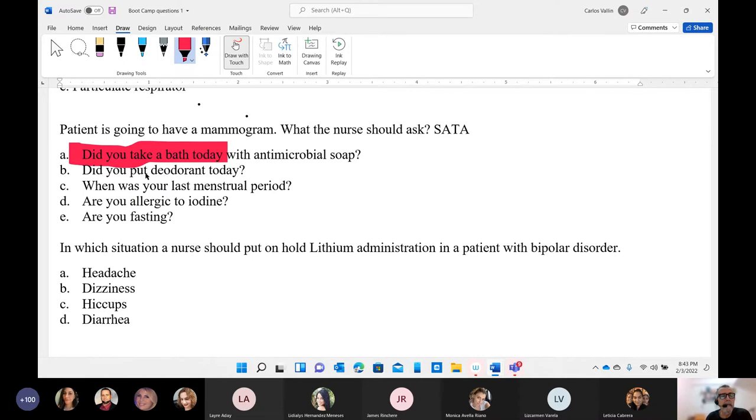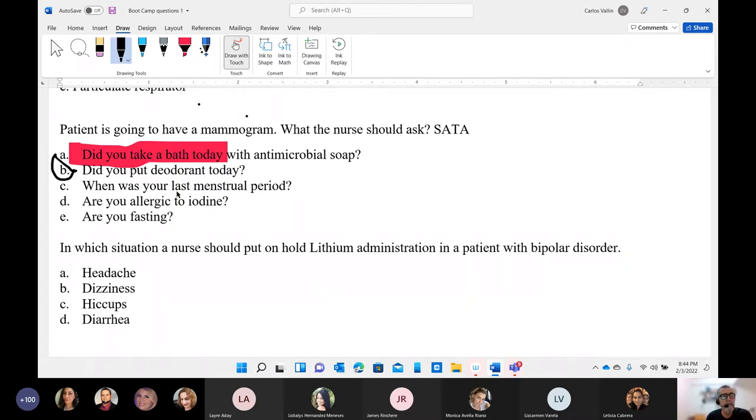Okay, did you put deodorant today? Yes or not? Yeah, that's important. Yes, it is important because the deodorant in the armpit interferes with the X-ray. It's radio opaque. And will interfere giving fake images in one of the most important places. In which quadrant of the breast is cancer more common? In the axillary. Yes, in the superior and lateral, superior and external quadrant, the one that enters in the armpit, okay? That is the tail of it. And it is going to be interfered by the deodorant. So yes, I mark B.